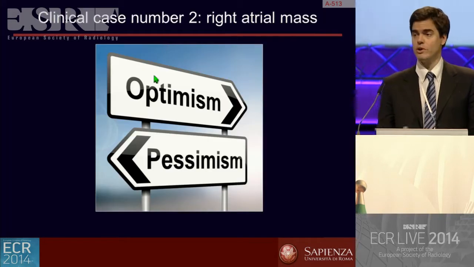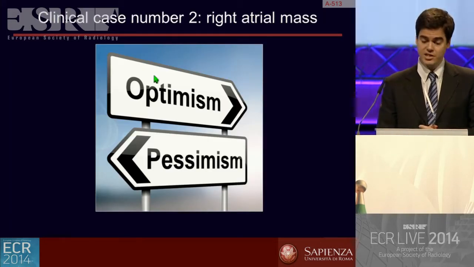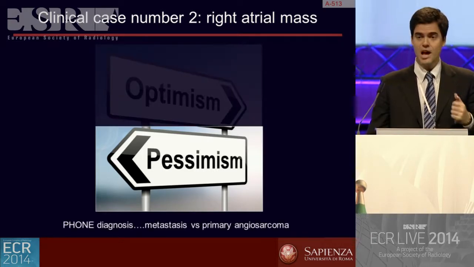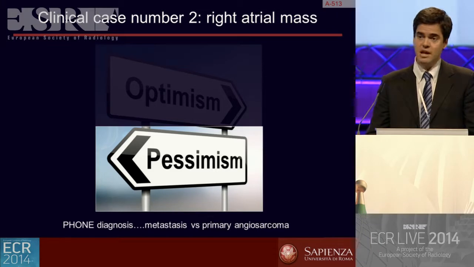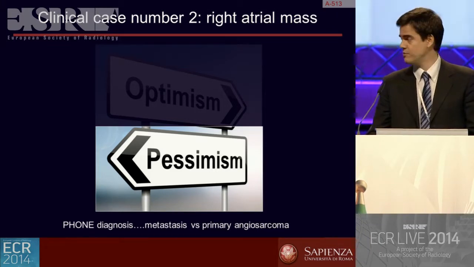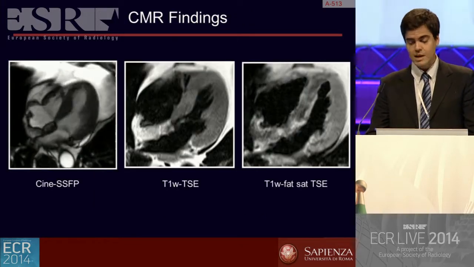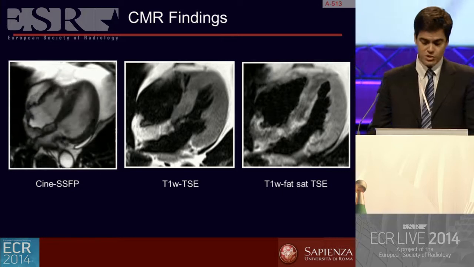So, of course, when you hear such a story, I didn't see the images. I turned to a pessimistic interpretation. I was called by the colleague. He said, okay, I did this. These were the findings. My first diagnosis was, you probably have an angiosarcoma, just because I'm an optimistic person. And we did MR, which is shown here.